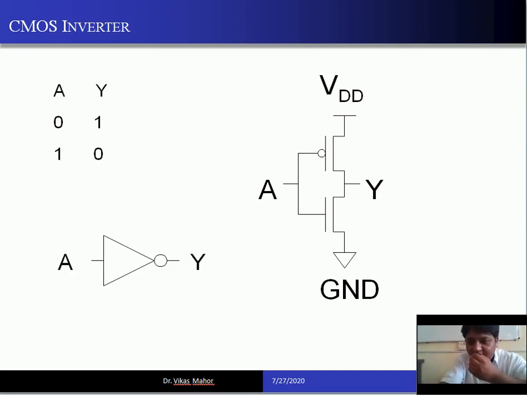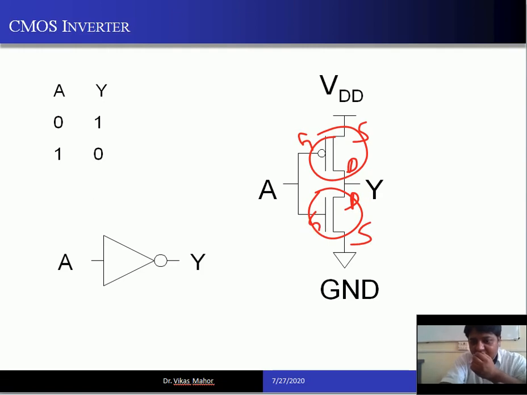You connect a PMOS here and an NMOS here. Just remember, this is the source of PMOS, this is the drain of PMOS, this is the drain of NMOS, this is the source of NMOS. The gates of both NMOS and PMOS are connected together. Now you apply the input here.